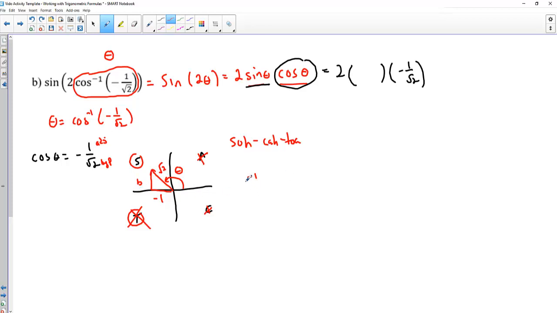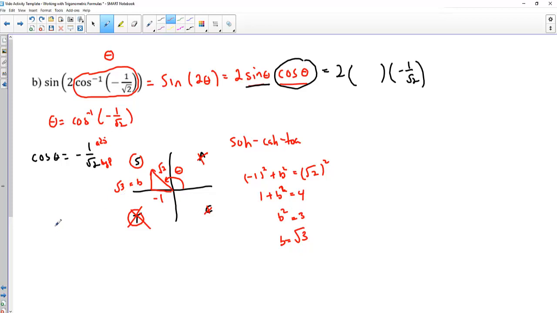So -1 squared plus B squared is equal to square root of 2 squared. And so I get 1 plus B squared is equal to 4. And so B squared equal to 3. You subtract 1 from both sides. And B is equal to plus or minus √3. And we'll take the plus part because it's going up. So B must be equal to square root of 3.